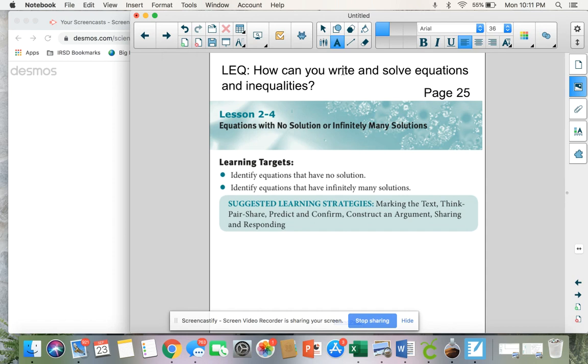So our LEQ is how can you write and solve equations and inequalities? And right now we're going to talk about another type of equation, or actually two other types of equations that you will see in algebra. So these equations are equations with no solution or infinitely many solutions. So far, you have seen equations with one solution. So you have been able to solve for x and seen equations with those one solution. Now we're going to get into no solution and infinitely many. All right, so that's what we're working on for the next couple of days.